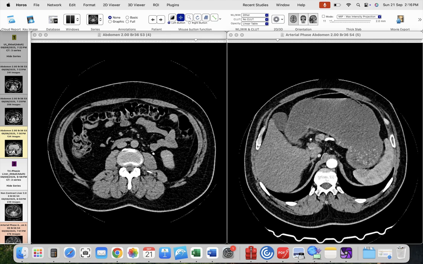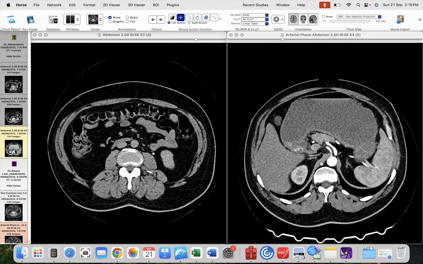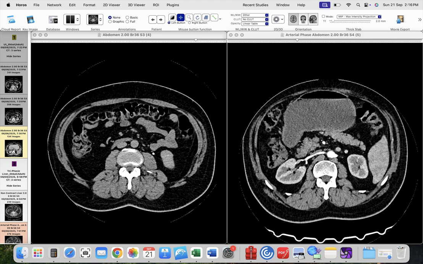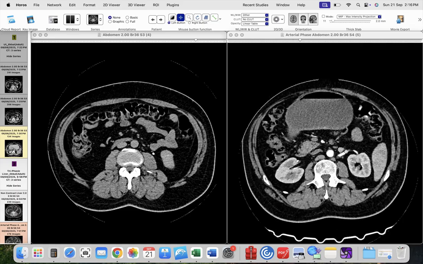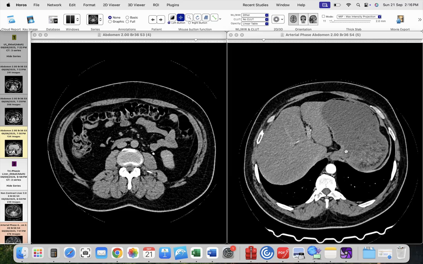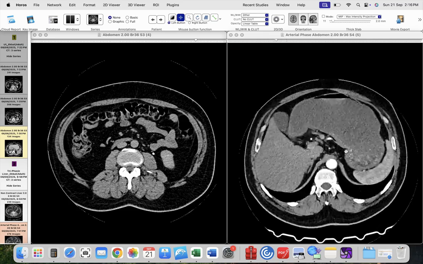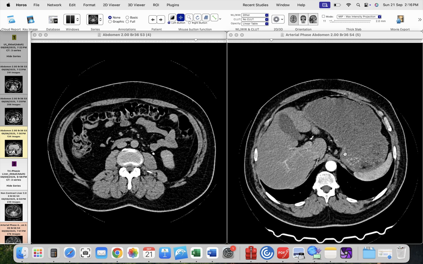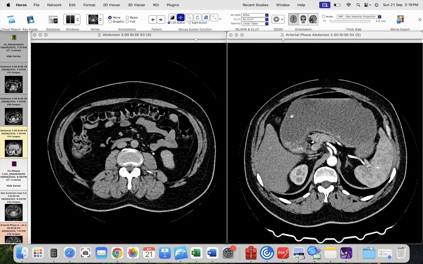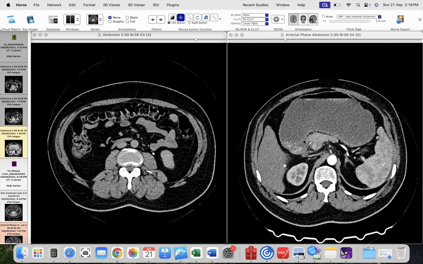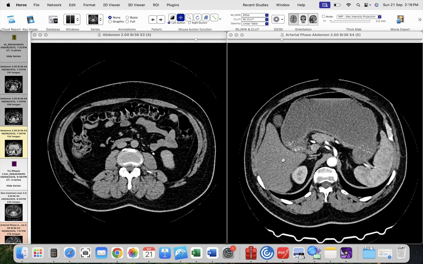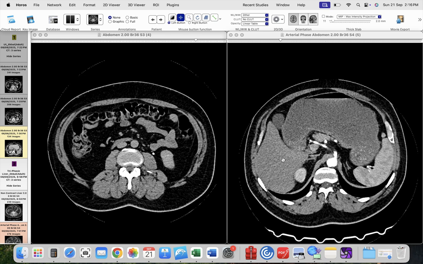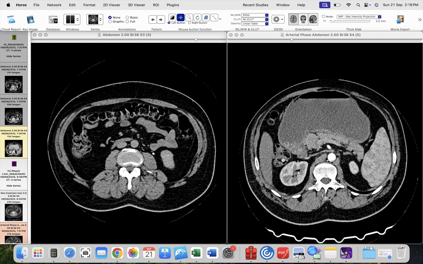there is a markedly distended stomach, and you should be familiar with the normal size and normal appearance of the gastric volume. In this case, the body and the fundus, as well as the pylorus, all parts of the stomach are distended, and you should look for the cause, which could be a malignant lesion or a benign structure.